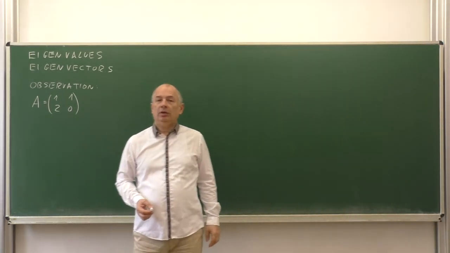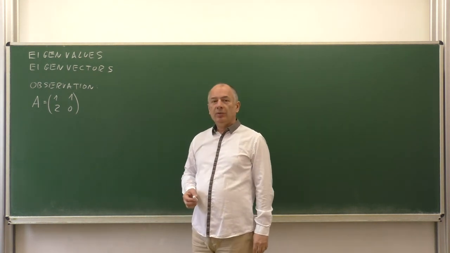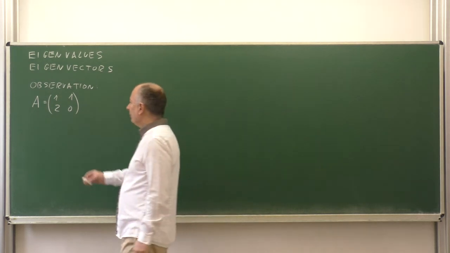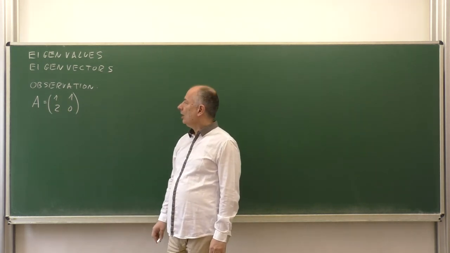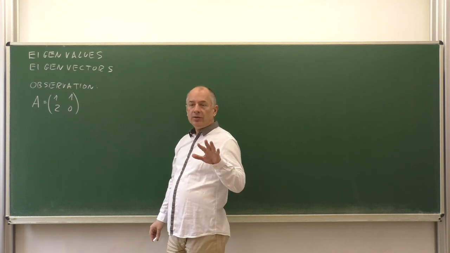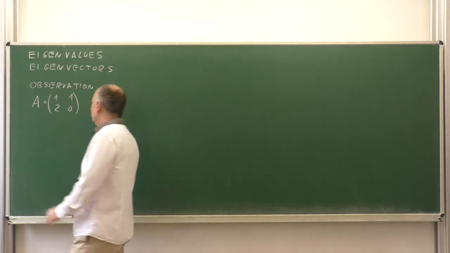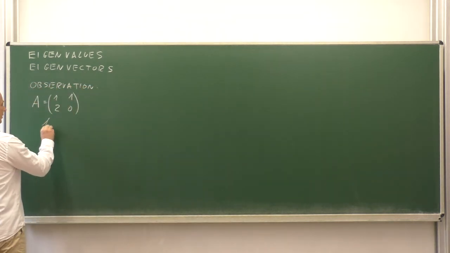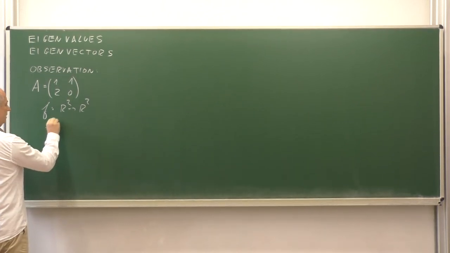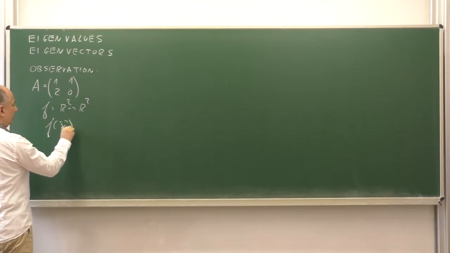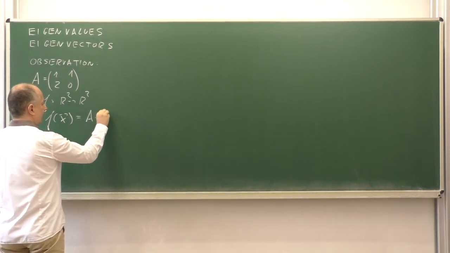In this section, we will learn about eigenvalues and eigenvectors. Let me start with a very simple observation. Consider a square matrix 1, 1, 2, 0. We can look at this matrix as a description of a function or map from R2 to R2. We can consider a function f from R2 to R2 defined by f at vector x is equal to the vector A times x.